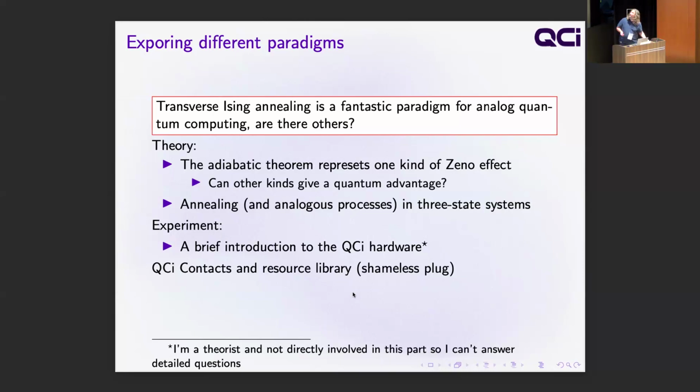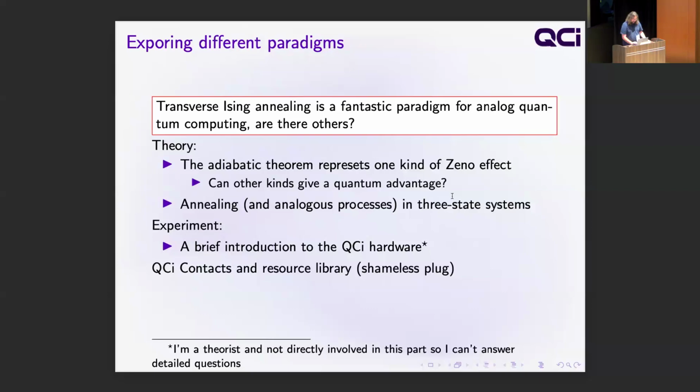So now shifting gears again. The slide logo has changed a bit because this is consulting work I did with QCI, quantum computing, the company that I work with a fair bit, about exploring different paradigms. So transverse field annealing is a fantastic paradigm, and I tell everyone else here. But we got to thinking, well, what else is out there? Are there other things that are worth doing? And we found some interesting results.